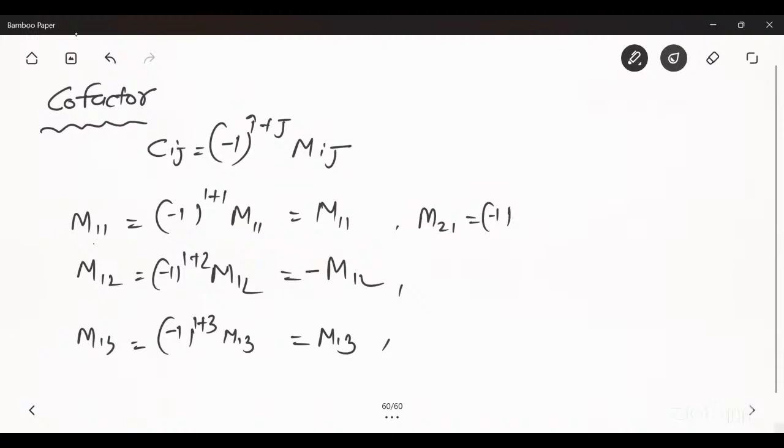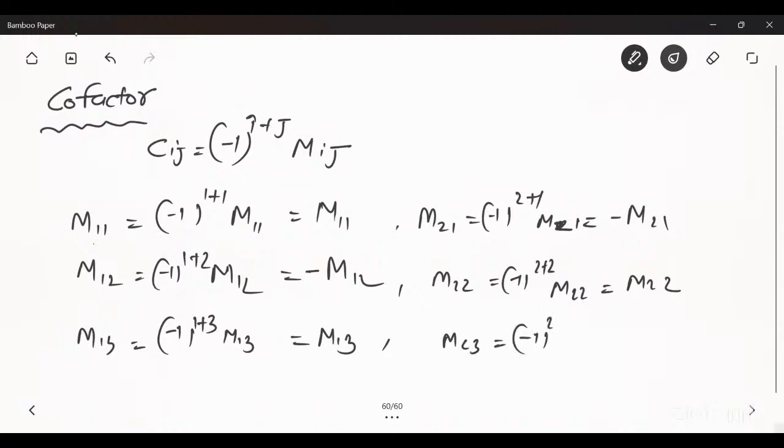Now similarly, the value of M21. M21 is minus 1 to the power 2 plus 1 into M21. So 2 plus 1 is 3. So minus 1 to the power 3 is minus 1. So minus M21. M22 means minus 1 to the power 2 plus 2. 2 plus 2 is an even number. So it is plus M22. And M23 is minus 1 to the power 2 plus 3 into M23. So you will get minus of M23.